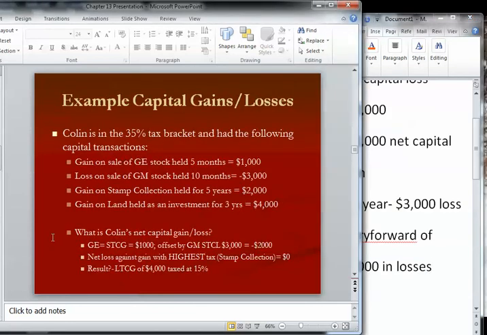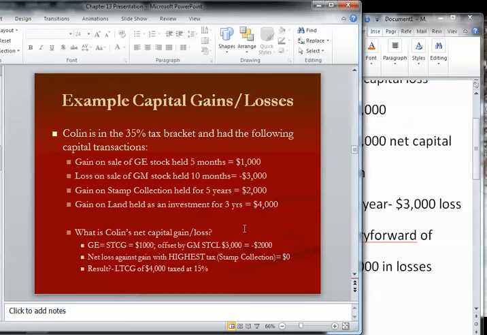Okay, so if you wanted to practice this here, if you want to hit pause and think this through, I'll talk through this example without a break here. But this may be a good one to stop on and make sure you get the concept on your own. Colin is in the 35% tax bracket. He has the following transactions.